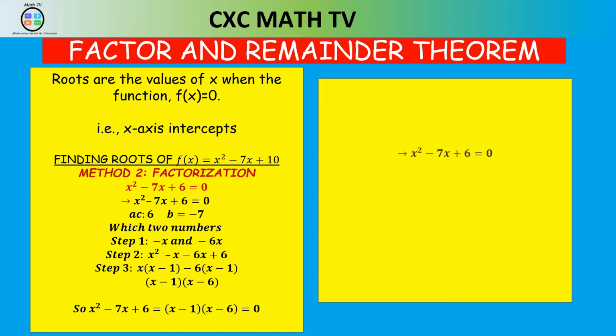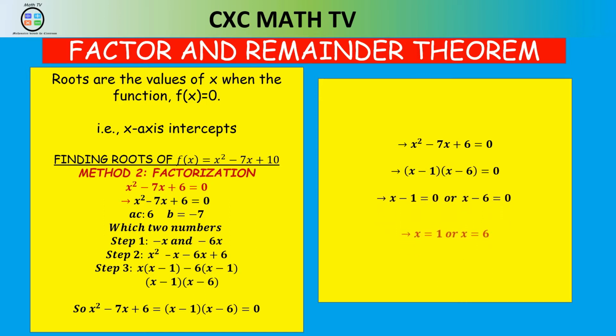When we equate that to 0, what we're getting then is either x − 1 = 0 or x − 6 = 0. And so finally we can say that x = 1 or x = 6. So those are the two roots of this quadratic equation. So the roots of the equation are 1 and 6.